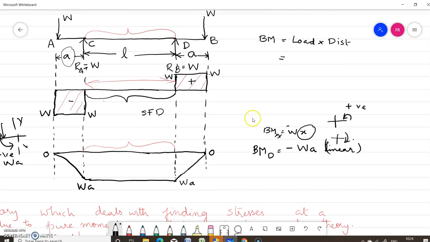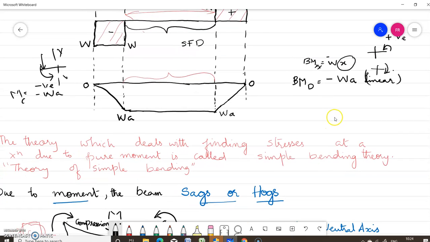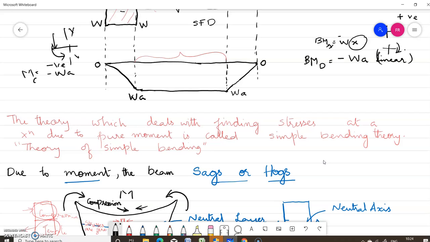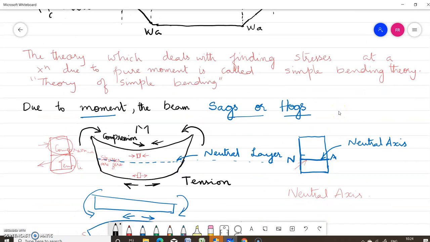Now if you draw the bending moment diagram, it will be like this. Now we can see that in the portion DC there is only bending, no shear. So this portion is subjected to pure bending. So this theory is applicable only for the pure bending case, that is, the no shear force case. The theory which deals with finding the stresses at a section due to pure moment is called simple bending theory, or theory of simple bending, which is not subjected to any shear.